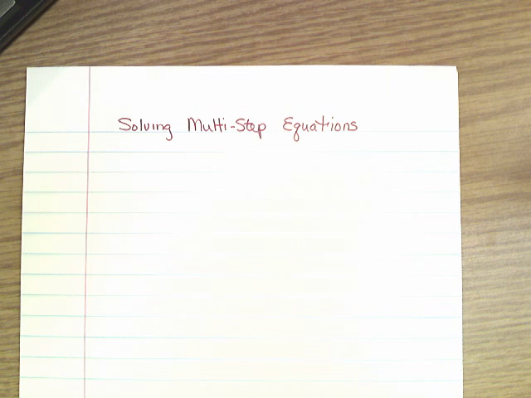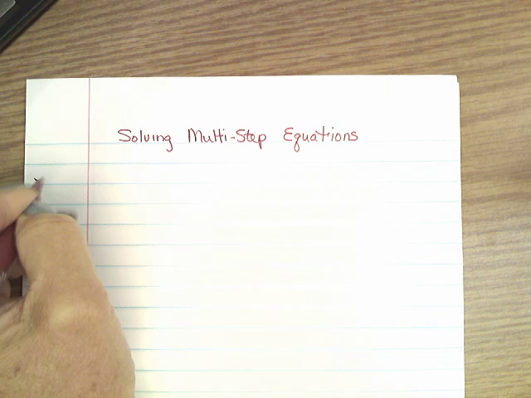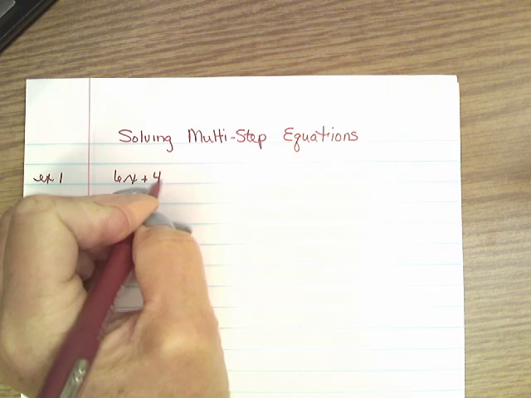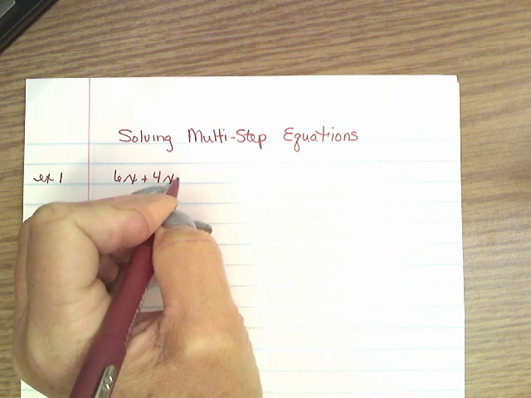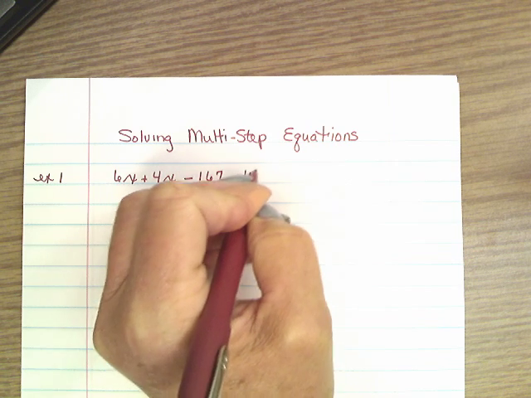Alright, today we're going to do multi-step equations. So I'm just going to jump right in. We're going to do 4 examples. We have 6x plus 4x minus 167 equals 153.